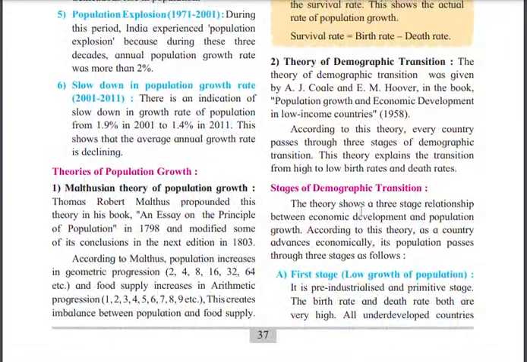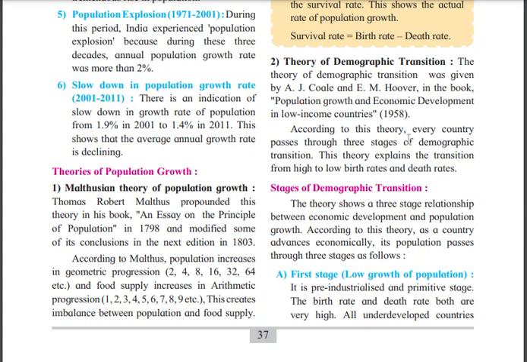Now, the theory of demographic transition. Malthus has already said. Now the demographic transition. The theory of demographic transition was given by A.J. Coale and E.M. Hoover in their book Population Growth, published in 1958. According to this theory, each and every country passes through 3 stages of demographic transition. This theory explains the transition from high to low birth rate and death rate.